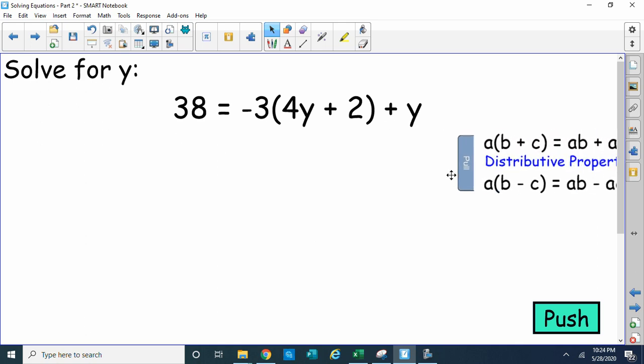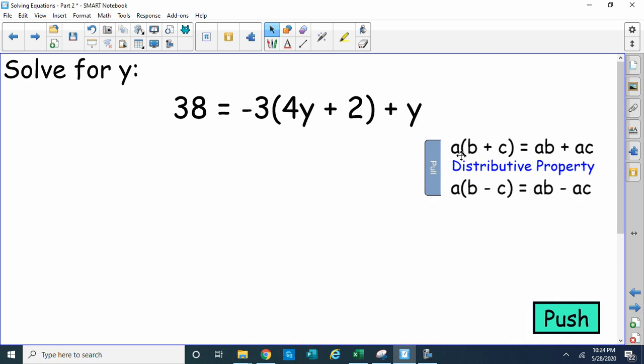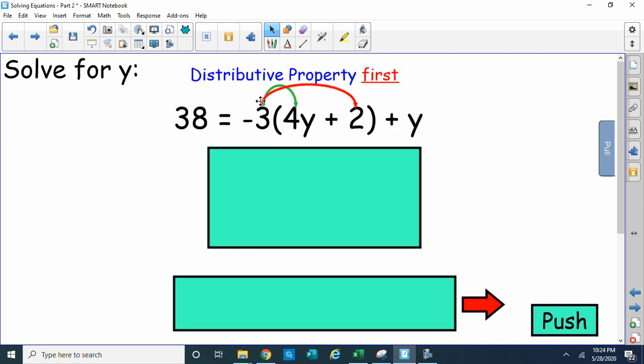So if you remember the distributive property, we're taking a on the outside, multiplying by b plus c, and this a happens to be a negative 3, so that's no problem. So that'll give us ab plus ac, or a times b minus c. We'd multiply a times b, that gives ab, and minus a times minus c, that gives us minus ac. So that's the distributive property. So let's look at this and distribute.